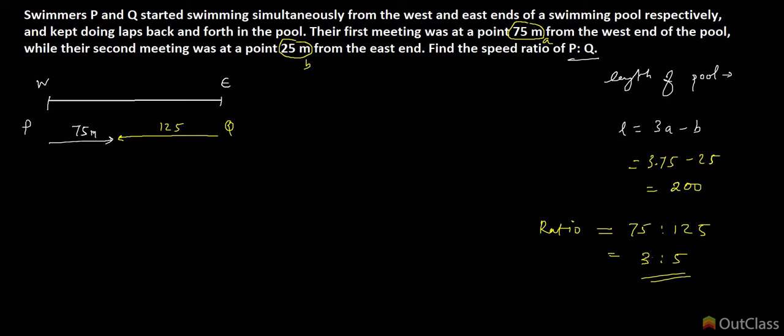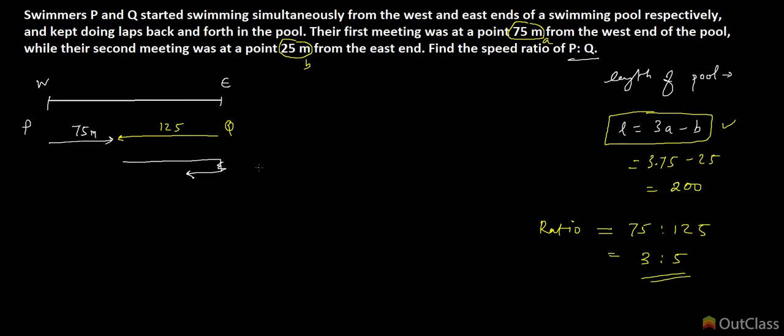But let's take a moment and try to understand why this is so, why this is the formula for the length of the pool. Now, we already drew what happens for the first meeting. What happens after this is that P will continue, and I'm drawing P like this, reach the other end and then turn back immediately.